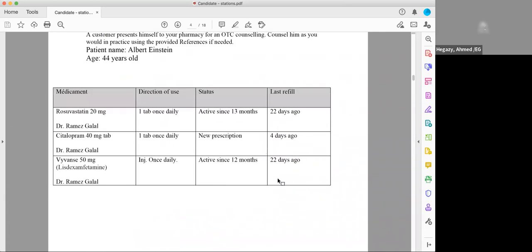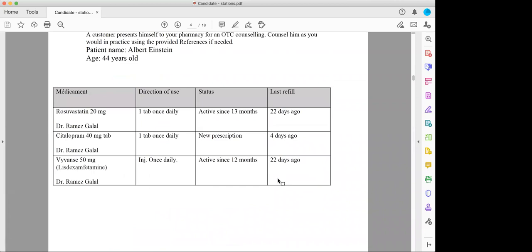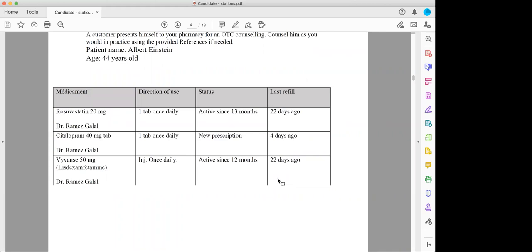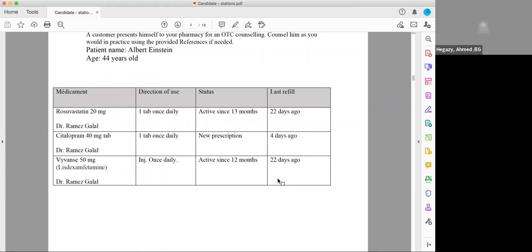I can see that you are on rosuvastatin, 20 milligram. Are you still on rosuvastatin, 20 milligram? Yeah, every day. Are you taking it regularly? Yeah. Is your cholesterol level controlled? Yes, it's fine. Okay. And also I can see that you are on citalopram, 40 milligram. You told me 4 days ago you're taking it as prescribed.